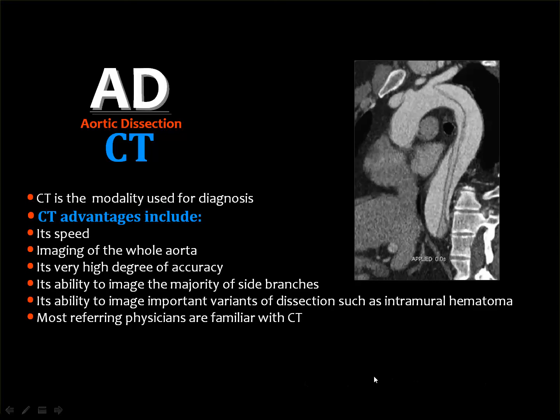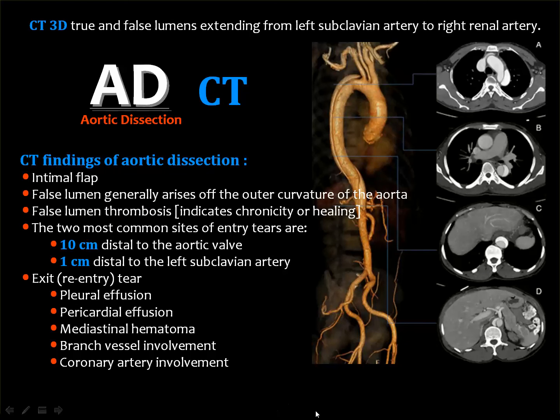The CT is a very important diagnostic tool in the assessment of aortic dissection because of its speed, its ability to image the whole aorta, and its very high degree of accuracy. It can assess the extension of the intimal flap through the branches of the aorta, and it can separate the dissection from an intramural hematoma, as I will mention. Most physicians are also familiar with the CT scan.